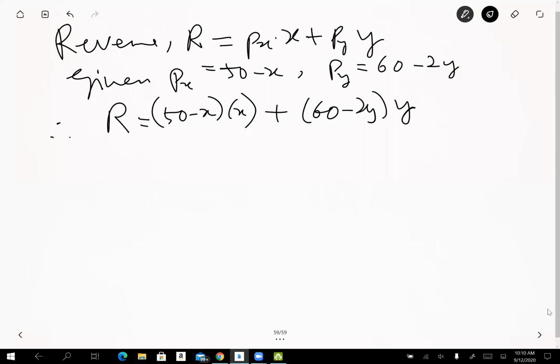Or, you know, you don't have to have the bracket for the X, since you already have the bracket for 50 minus X. So for the X, you don't need a bracket. So I can just, since I wrote it already, that's okay. And multiply out. So we got 50X minus X squared plus 60Y minus 2Y squared. So that is our revenue function.